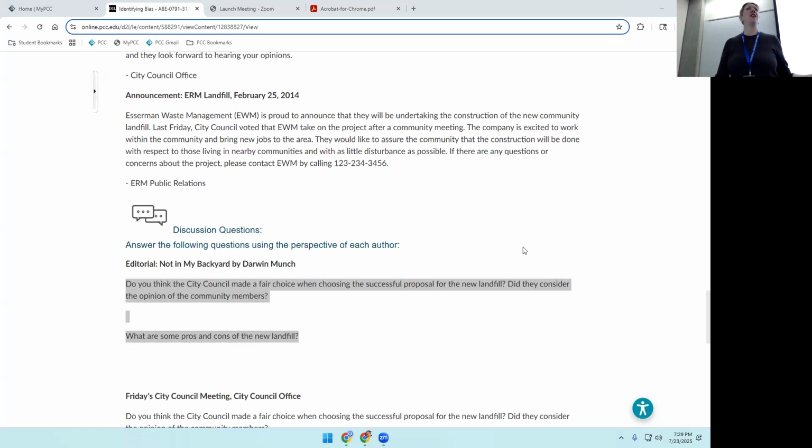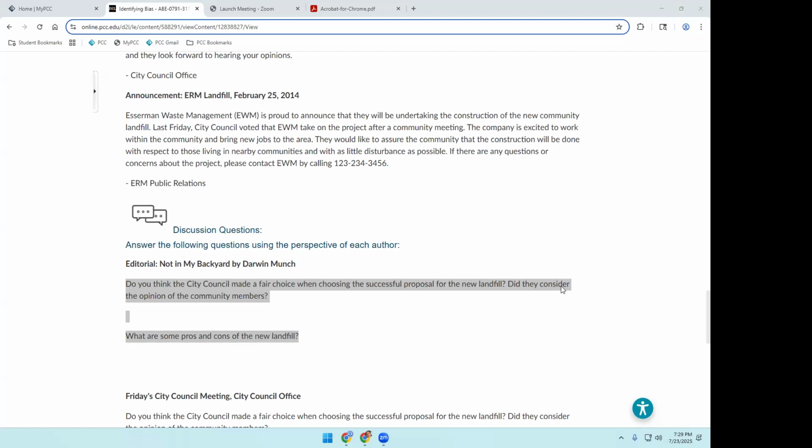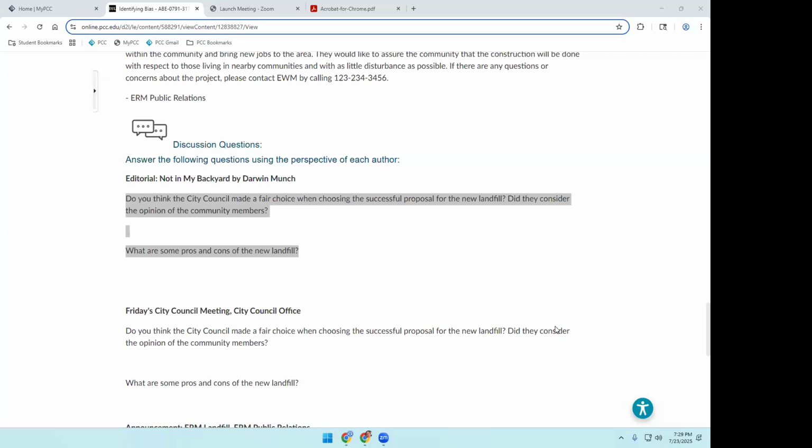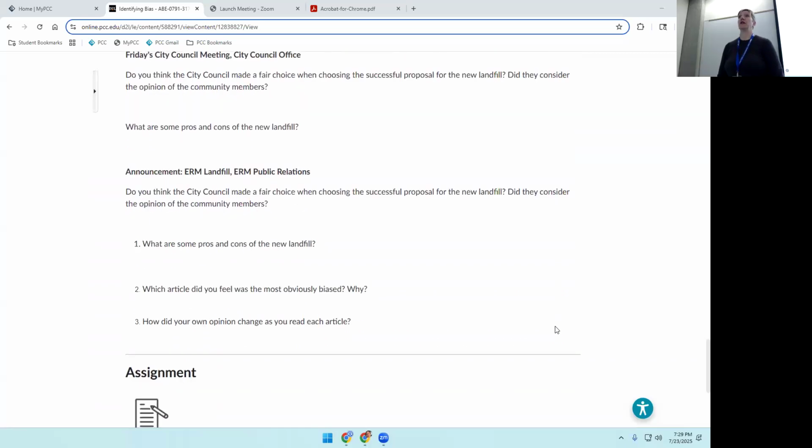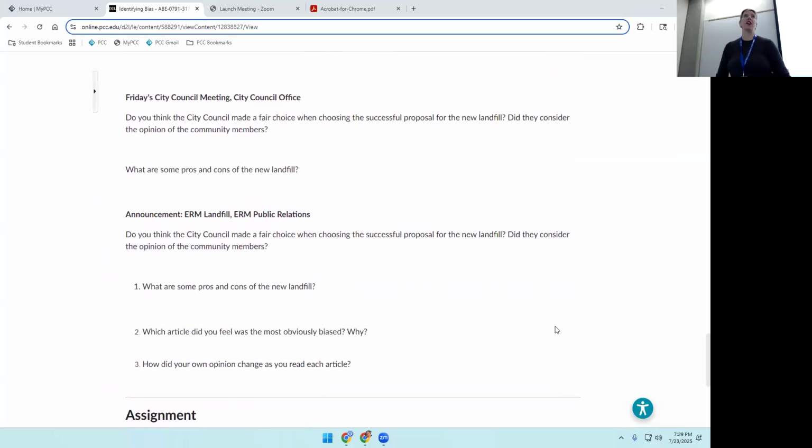Why might they not see cons to this landfill? It's their business. They're the landfill company. They want this to happen for sure. Okay, so with that said, if they get it approved, then they make money. Absolutely. So they want this to go through without a hitch.